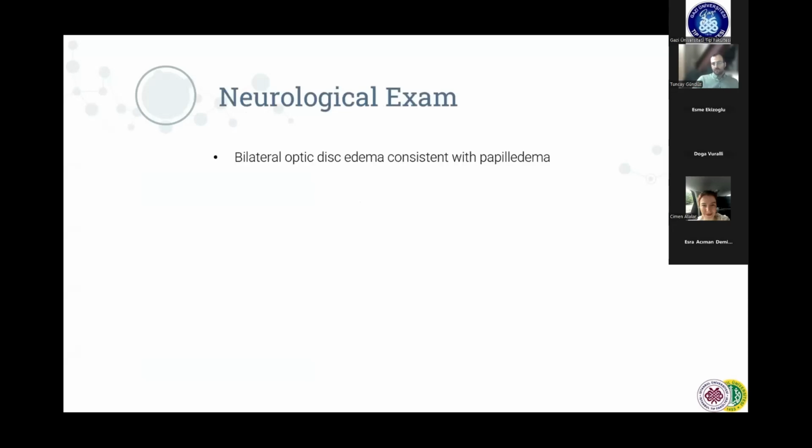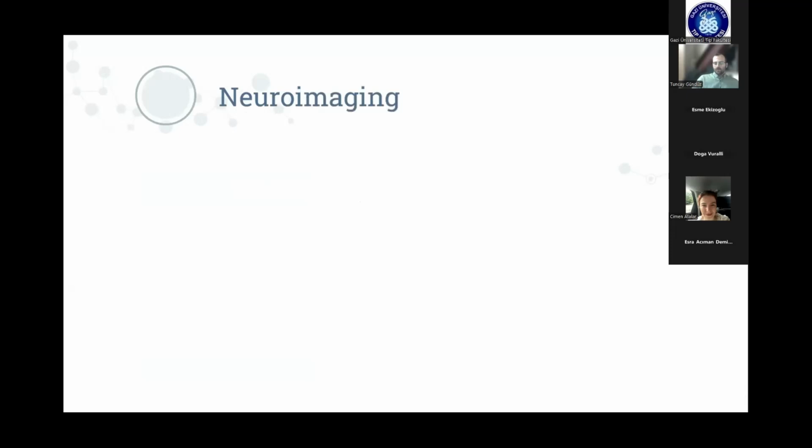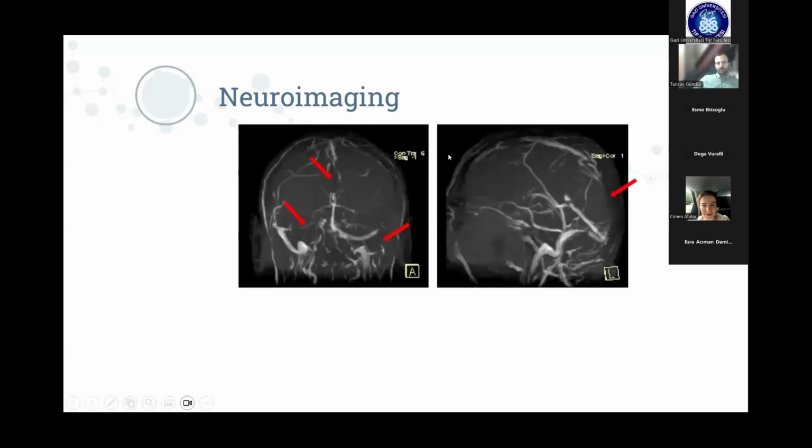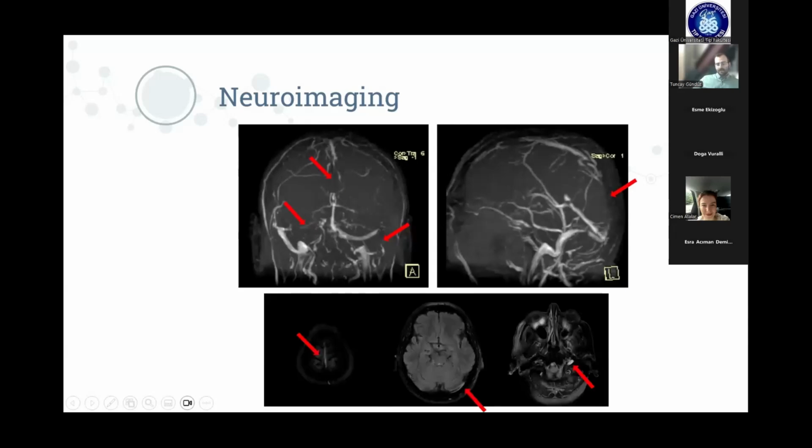Other than this, he has no known diseases. The neurological exam showed bilateral optic disc edema, consistent with papilledema, and he also had left lateral gaze palsy, consistent with CN6 palsy. His visual acuity was good in the right eye and 0.8 in the left eye. After we saw the papilledema and CN6 palsy, we did neuroimaging, which showed right transverse sinus thrombosis, left sigmoid sinus thrombosis, and thrombosis of the posterior portion of the superior sagittal sinus. There was no associated brain parenchymal damage, no venous infarction, and no hemorrhages.